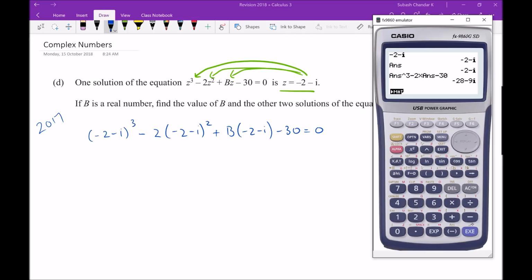I've stuffed up, haven't I? What have I made a mistake with here? Sorry, where? Yeah, I forgot the squared there.